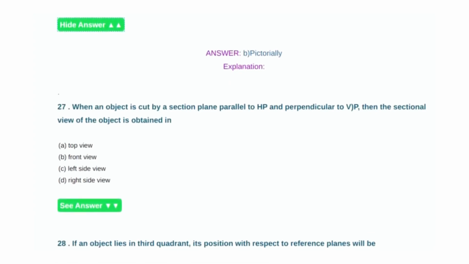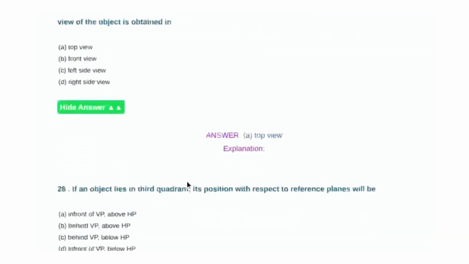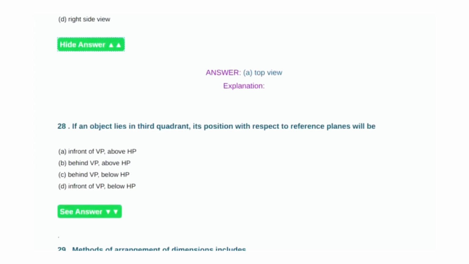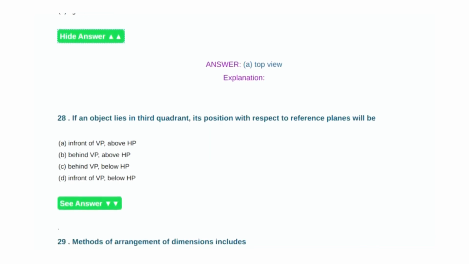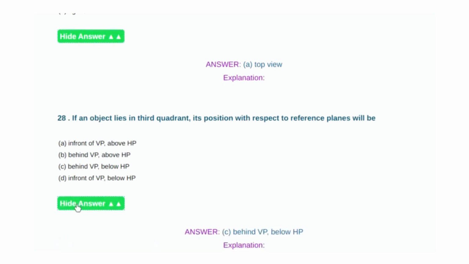When an object is cut by a section plane parallel to the horizontal plane, the section view of the object is the top view, parallel to the horizontal plane. If an object lies in the third quadrant, its position with respect to the reference planes is behind the vertical plane and below the horizontal plane. Option C.